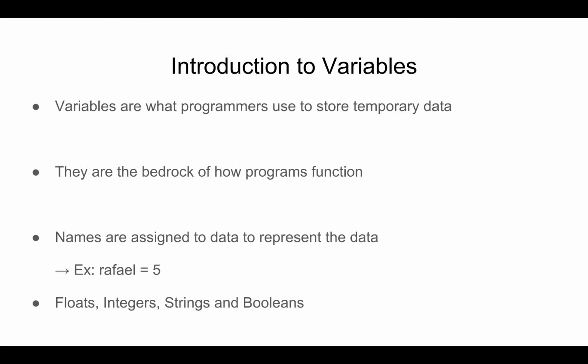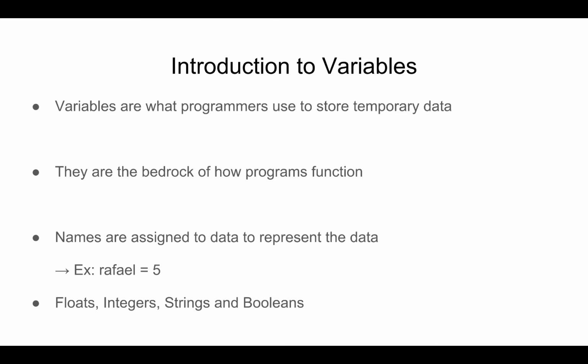And finally, the type of the value that is being assigned. Now, 5 is an integer, so it is of type integer. And now Raphael is of type integer as well, because it is now equal to 5, which is an integer. There are 4 types that we will be covering in this guide. The first being floats, which are decimal values. The second being integers, like 1, 2, 3, 4, 5. Then we will be covering strings, which is a list of characters. And finally, we will be covering booleans, which are true and false values.